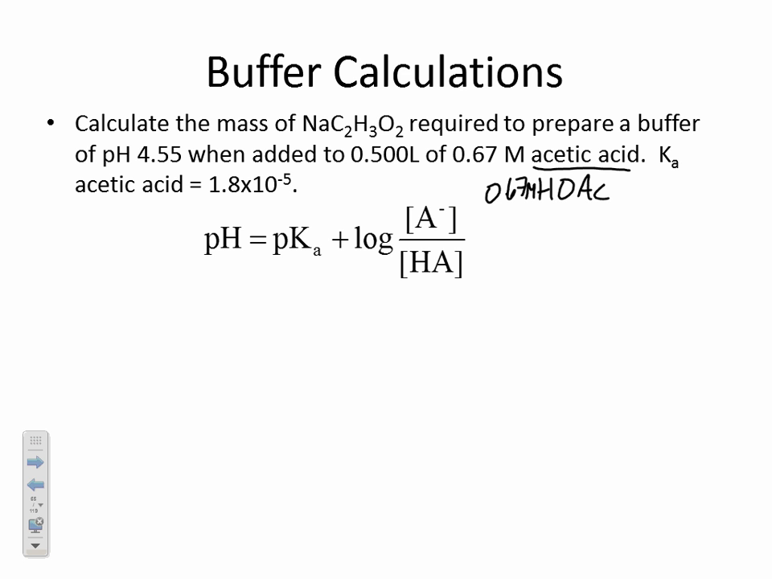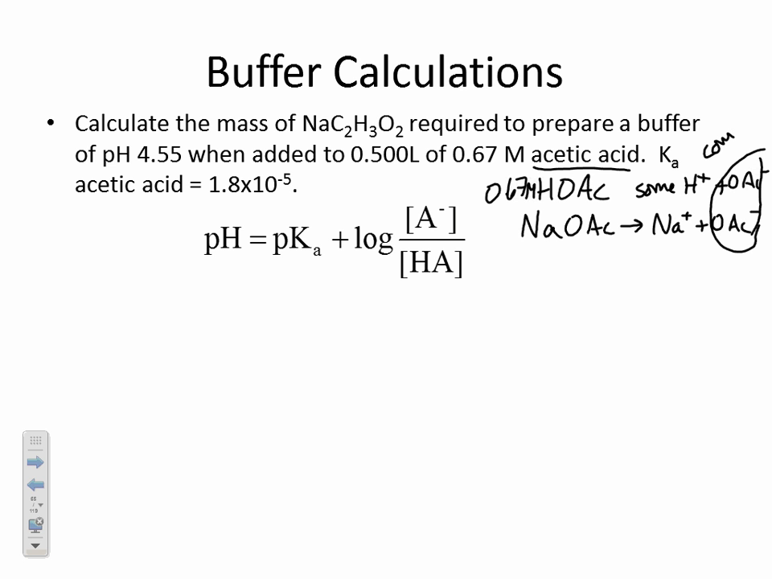And we know we have 0.67 molar of it. And then we know that we're going to get some H plus and acetate ion off of that. And then it's asking us about sodium acetate, which again will completely dissociate into Na plus and OAc minus. So again, the reason I'm pointing this out is that this is our common ion. The acetate ion is our common ion. It's our A minus in our Henderson-Hasselbalch equation.